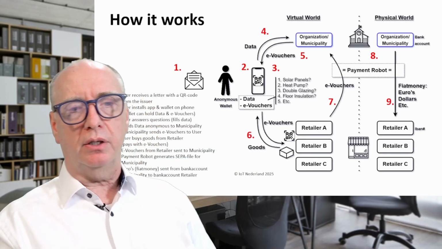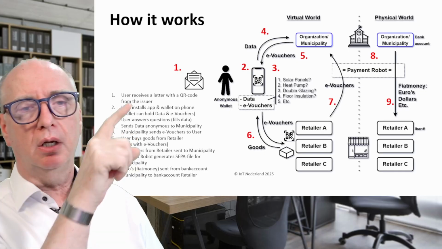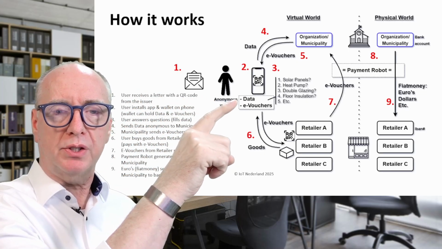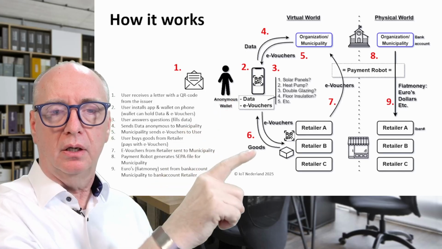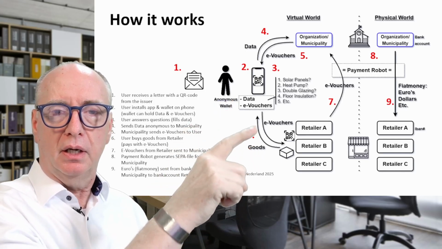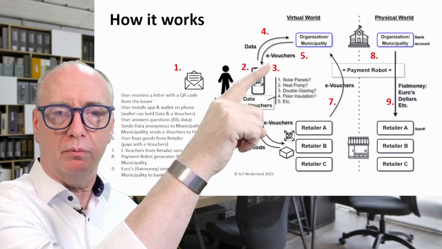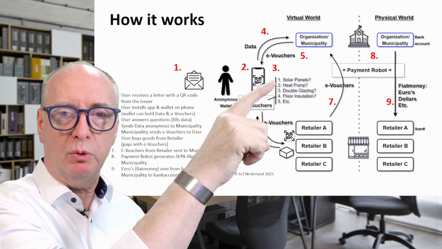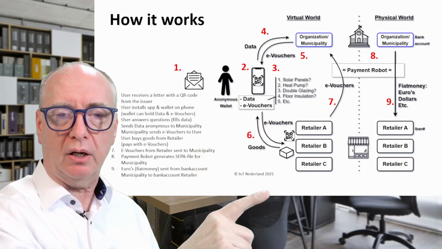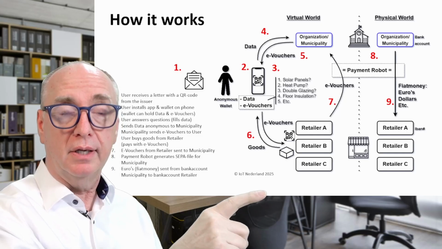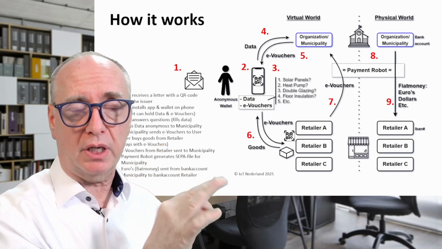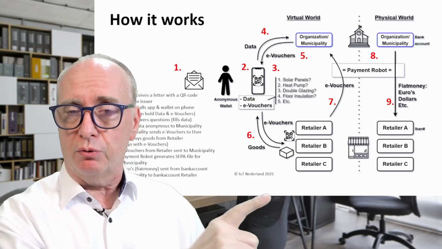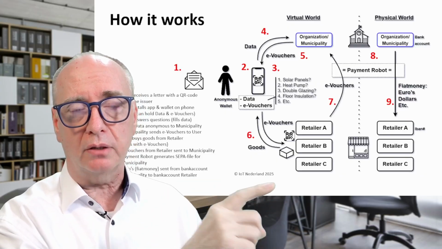Here in this schematic you see the different steps again. People receive the QR code, install the app, answer some questions, get the money, spend the money. The money is being sent back to the municipality, and the money goes straight from the bank account of the municipality to the bank account of the retailers. So the retailers get 100%. It's not like a credit card where we withhold 2 or 3%. The retailers get the full amount up to the cent.